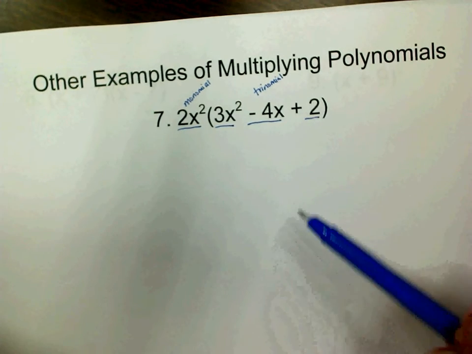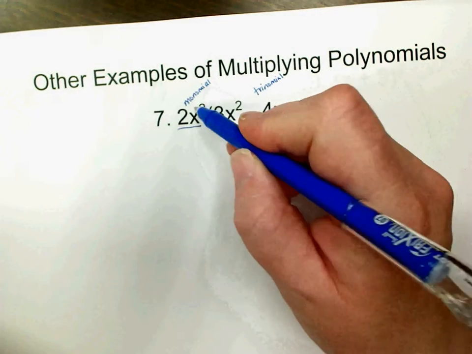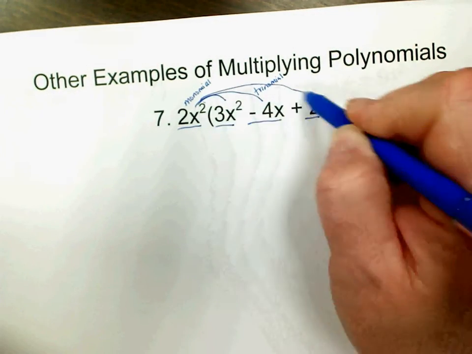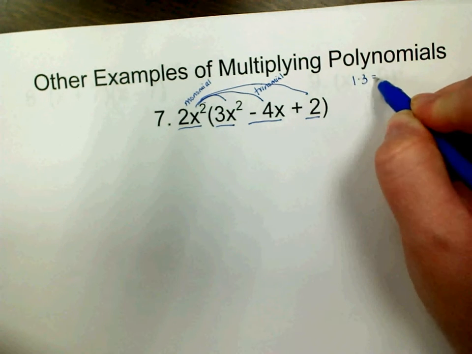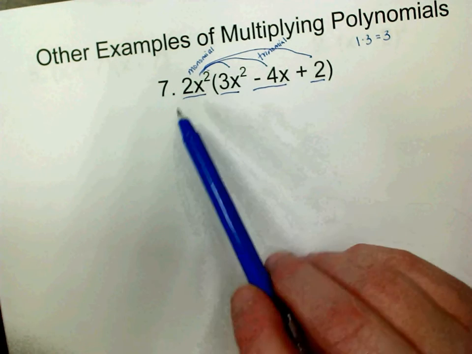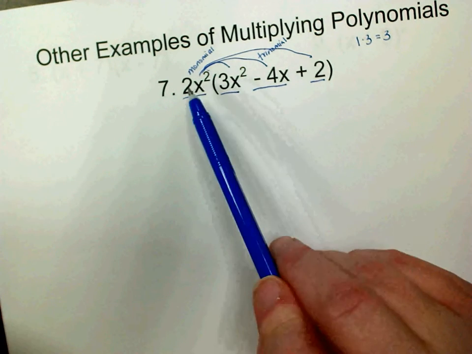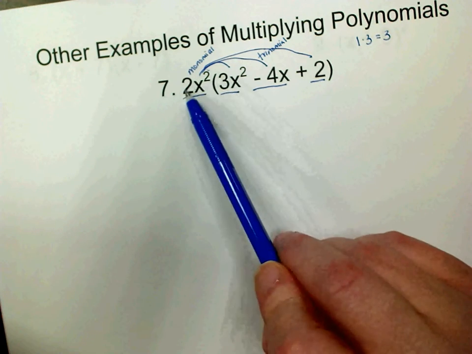So if you want to use the distributive property, you're going to multiply this 2x squared by all 3 terms. One term by 3 terms. 1 times 3 tells you you have 3 multiplications to do. So if I'm multiplying 2x squared by 3x squared, remember the big numbers in front, which we call coefficients, just get multiplied together. 2 times 3 is 6.